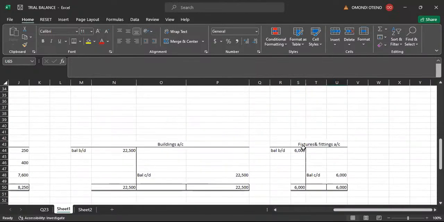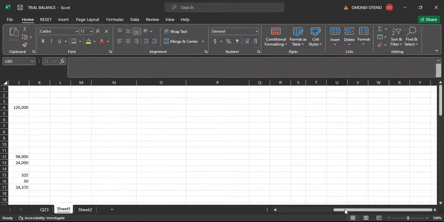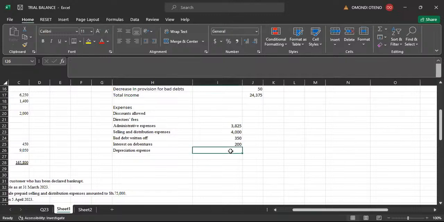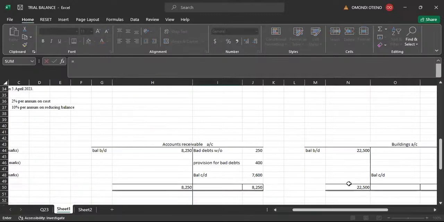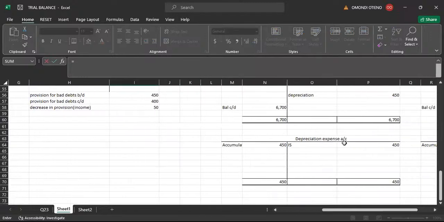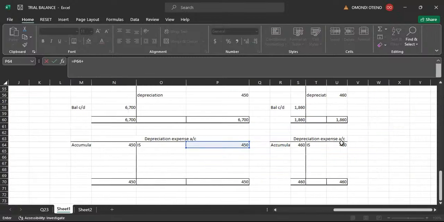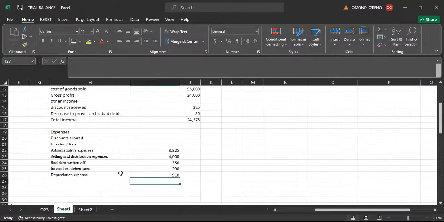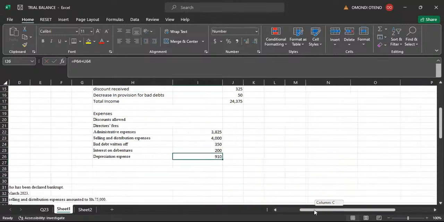So once I've dealt with those two assets, I can now proudly come to this section here and insert the depreciation expense for the year. So depreciation expense will be equivalent to, I come to depreciation expense for the building. This one here is what I'm taking to the income statement. And then I add what I'm supposed to take to the income statement for fixtures and fittings. So that is what I was required to do for depreciation expense.